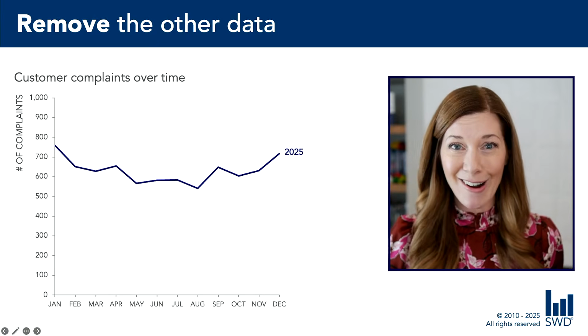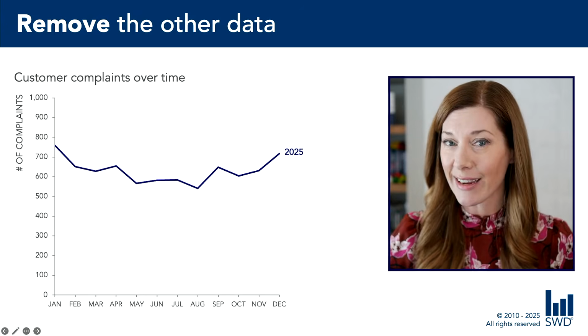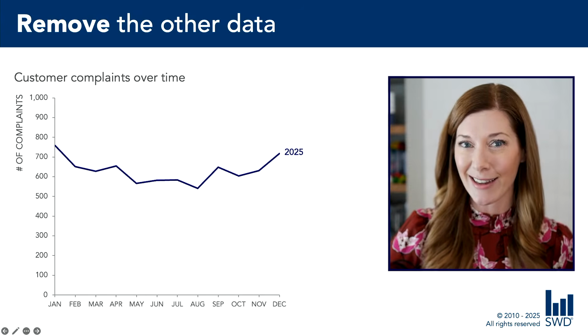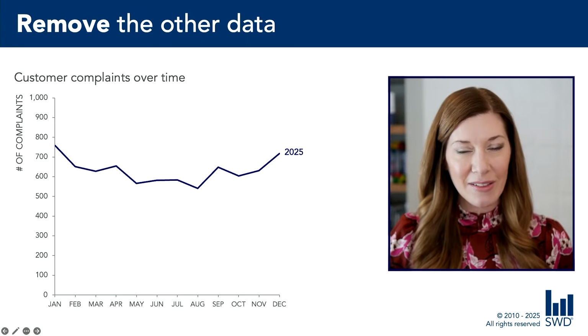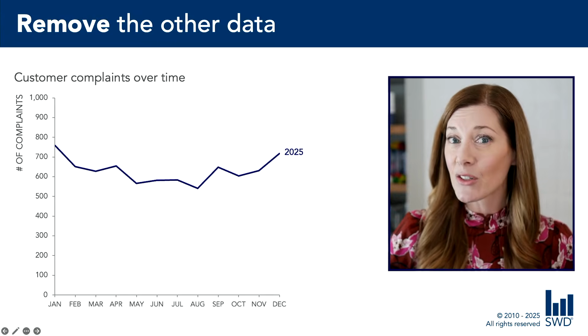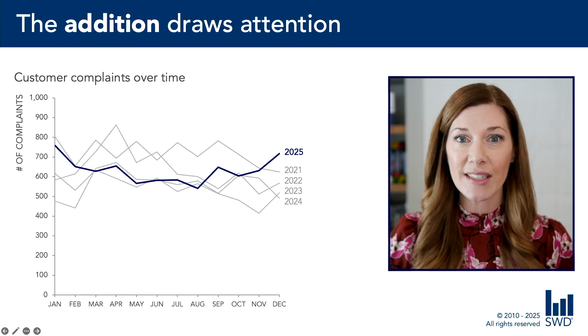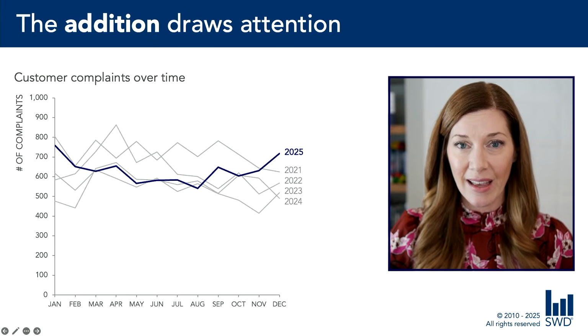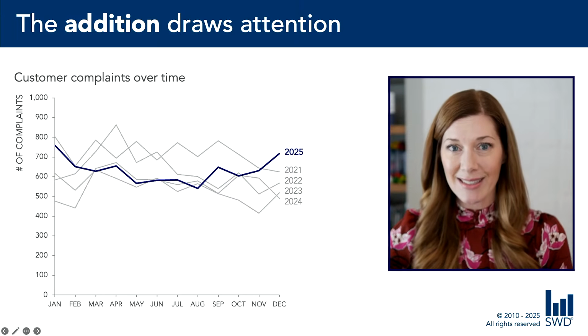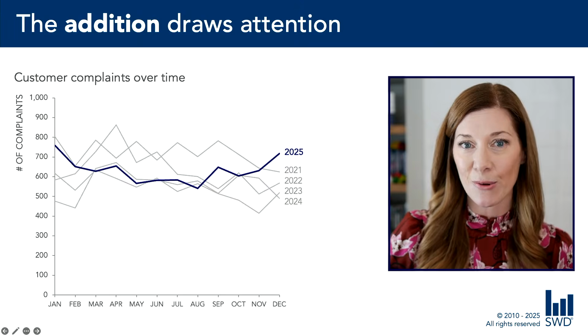Could take away all of the other data, which certainly makes 2025 stand out more, though we lose some context in doing so. So a twist on this that I like is we could show all of the other data and then have 2025 appear. And that simple fact of it being absent and then appearing attracts your attention.